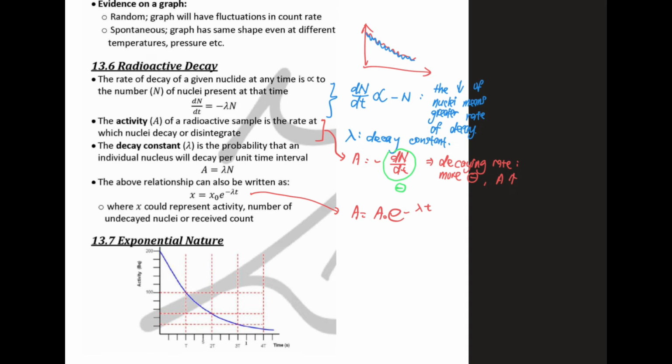I can change it to A. Or you can also change it to the number of undecayed nuclei, N and N naught. Then you can also change it to received count rate. So you have three options.